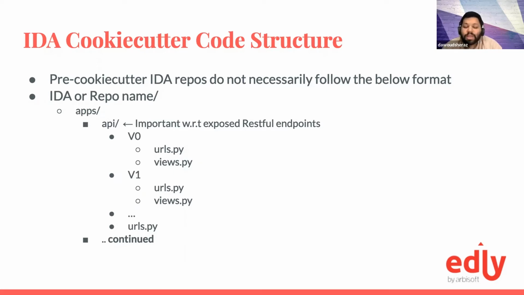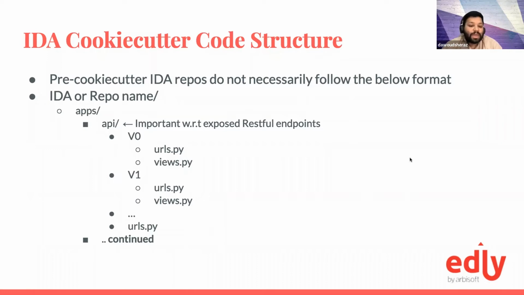From a communication point of view, the important one is the API application. It will contain all the exposed RESTful plus non-RESTful endpoints that are utilized by other IDAs or the platform. The API directory can contain multiple versions of the API starting from v0, and it can go to vn. Each version directory will contain at least two files, which are urls.py and views.py. Views.py will contain the views and urls.py will expose those views.